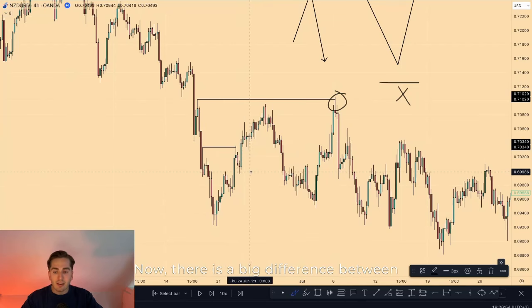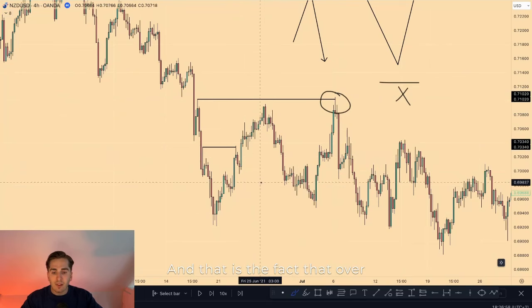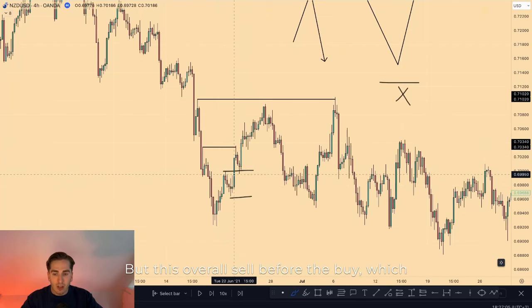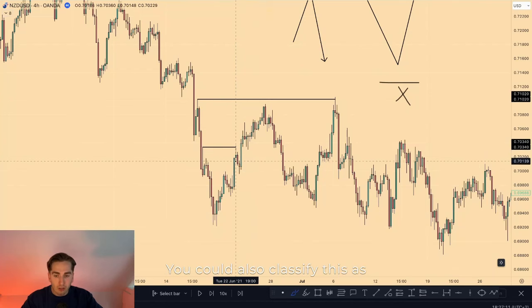Now, there is a big difference between this high and this high over here, and that is the fact that over here, the order flow is sustained. So obviously we see a reaction in towards the downside, but this overall sell before the buy, which I classify as an area of demand, causes the market to push up higher. You could also classify this as a so-called fair value gap.